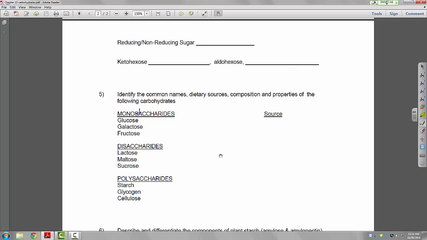You should know the difference between a reducing and non-reducing sugar. I know I already talked about this earlier, but a reducing sugar gives you a positive, write it out, positive Fehling's or Benedict's test. The reason for that is a reducing sugar has a hemiacetal. Again, it's a cyclic hemiacetal.